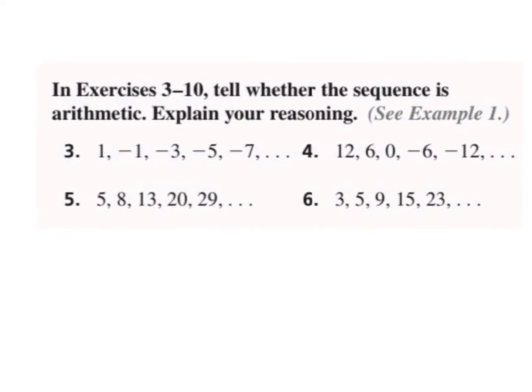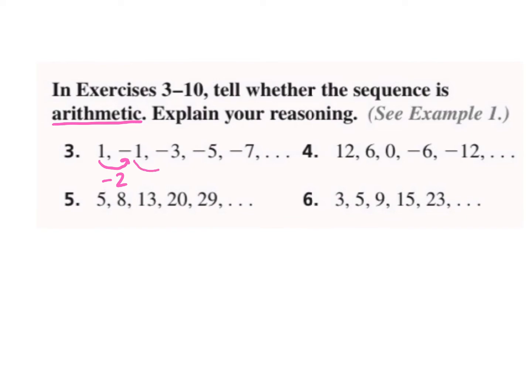All right, so on the next slide, in examples 3 through 6, we have to tell whether the sequence is arithmetic and explain our reasoning. Arithmetic means that we add to get from one number to the next. So what am I adding to get from 1 to negative 1? Minus 2. So I'm adding a negative 2. And then we just have to make sure that we do the same thing each time.